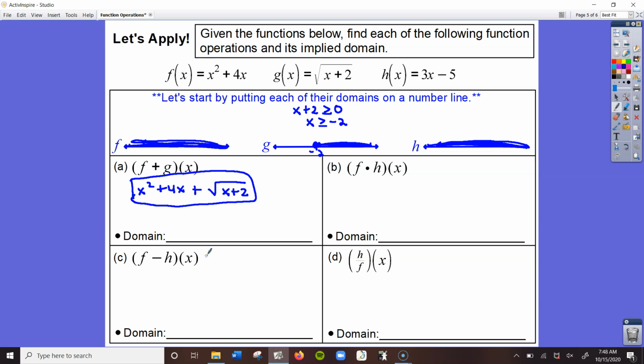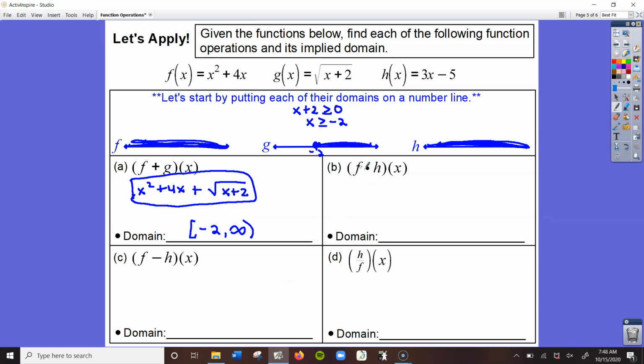So now that I have f plus g, I see that f plus g is my polynomial plus my radical. So if I were to layer these two number lines together, they would only overlap starting at negative 2. And then it would open forever to infinity.